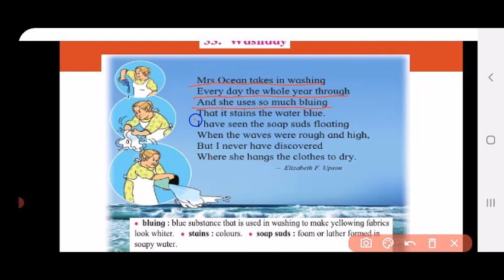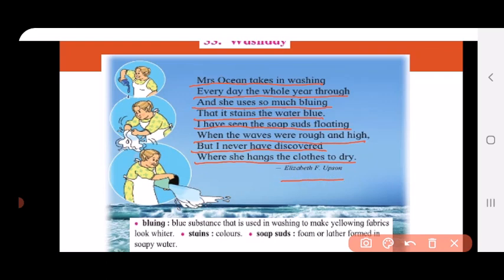And this poem is written by Elizabeth F. Upson. Now let's read this poem line by line. Mrs. Ocean takes in washing every day the whole year through. So every day in the whole year, there is washing happening in the ocean.